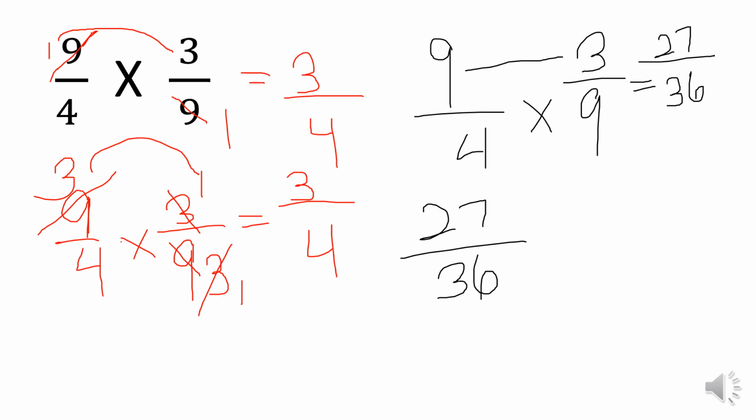Now the question is, what is the highest common factor that could go into 27 and 36? Someone may say 3. Yes, 3 can go into 27 and 3 can go into 36. But is 3 the biggest number? Is 3 the highest common factor of 27 and 36? No, it isn't. 9 is. 9 could go into 27 3 times. I'm dividing by 9. And 9 could go into 36 4 times. So the answer I'm getting is 3/4.